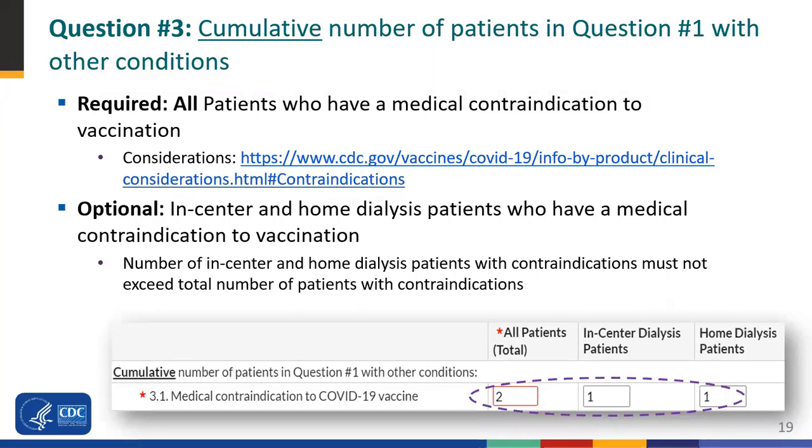Please note that if you enter data for a specific patient category, the number of patients with other conditions in that category cannot exceed the total number of patients with other conditions. So for example, if a total of 2 patients have medical contraindications to the vaccine, the combined number of in-center dialysis patients and home dialysis patients with medical contraindications cannot be greater than 2.